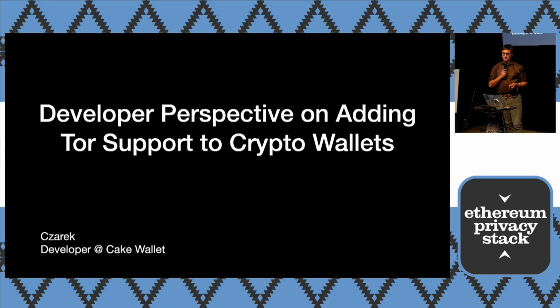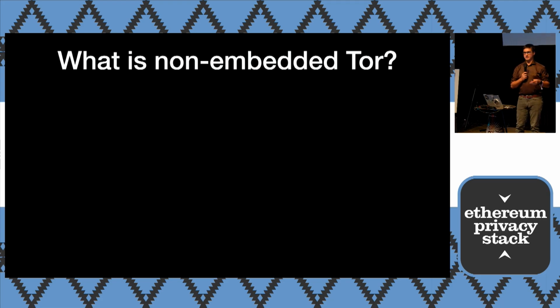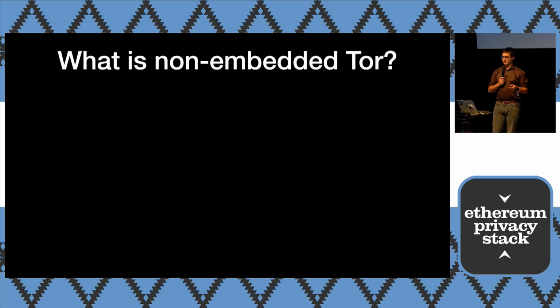I work at Cake Wallet, and I'm the one who implemented embedded Tor in Cake Wallet. So before we start, let's get some vocabulary straight. What is embedded Tor? Or actually, let's start first with: what is a non-embedded Tor? Because we have to get there some way.